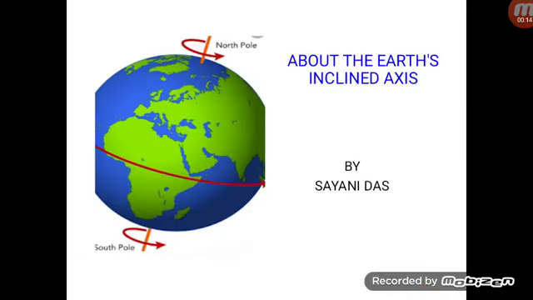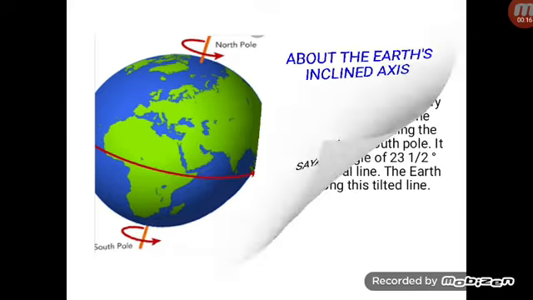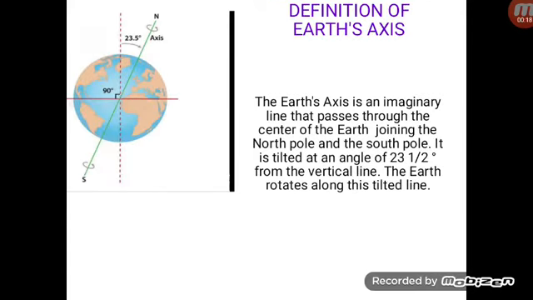Earth's inclined axis. Now what is the definition of the Earth's inclined axis? The Earth's axis is an imaginary line that passes through the center of the Earth, joining the North Pole and the South Pole. It is tilted at an angle of 23.5 degrees from the vertical line. Now the Earth rotates along this tilted line, or the axis of the Earth.